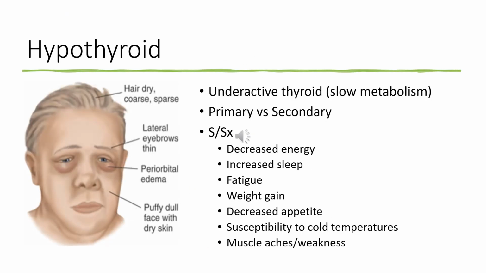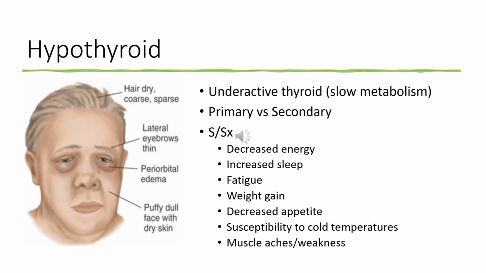So our hypothyroidism is diagnosed by low T3 and T4. The TSH may be high or low. The most common form is Hashimoto's. It's an autoimmune disorder that attacks the thyroid. It may also be caused by too little iodine in the diet.